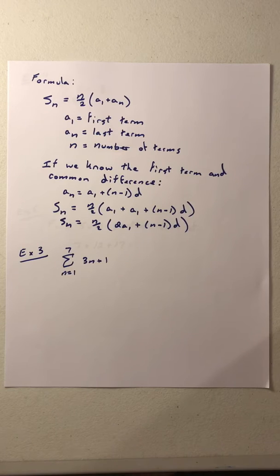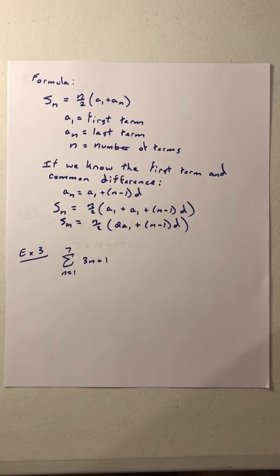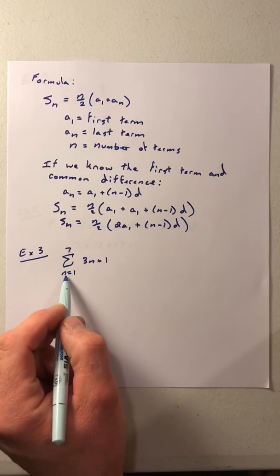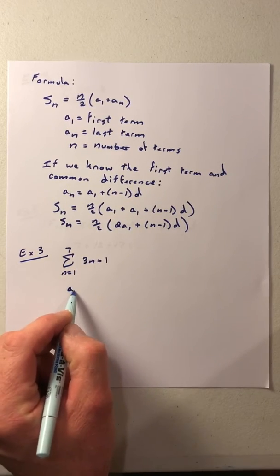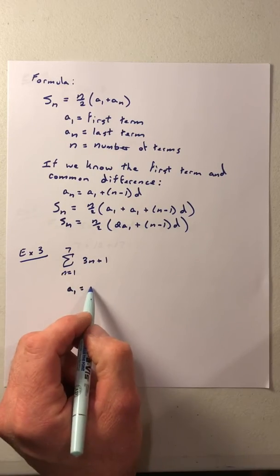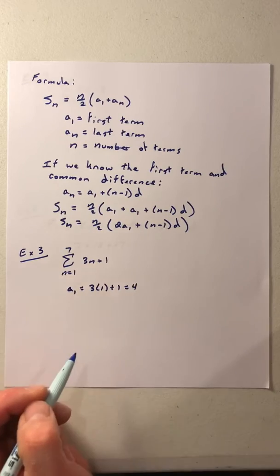First thing we got to make sure is that it is an arithmetic series. Well, 3n plus 1 is linear, so that makes it arithmetic. Well, what do I know? I know that my first term is going to be plugging in my 1. So a sub 1 is going to equal 3 times 1 plus 1, or 4.